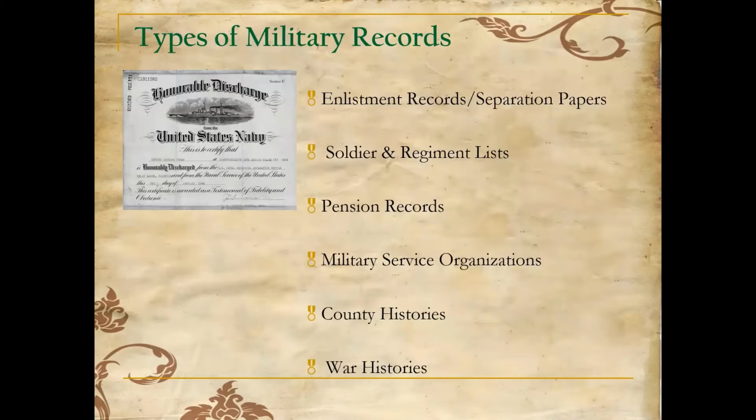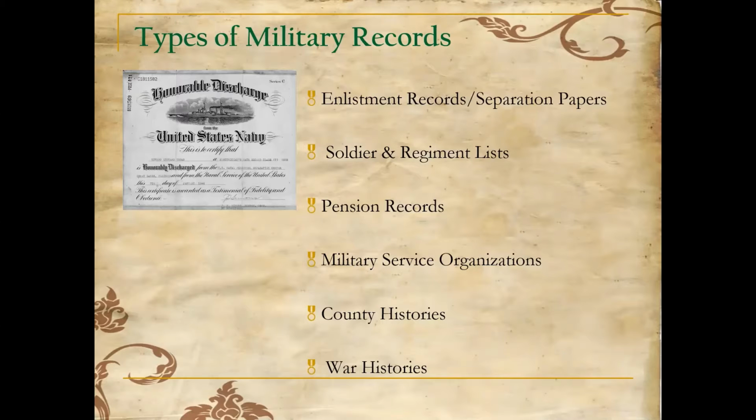The types of things that you're going to look for when you're researching your veteran are things like enlistment papers and separation papers, them entering and leaving the service. You're going to look for things like soldier and regimental lists, muster rolls, things that are going to show them as part of a unit or a division. If they stayed in the military long enough or had received a pension record, that could arrive on both the federal level or on the state level. There were some states that did offer pensions to their soldiers or their widows or their children if they had died in military service.